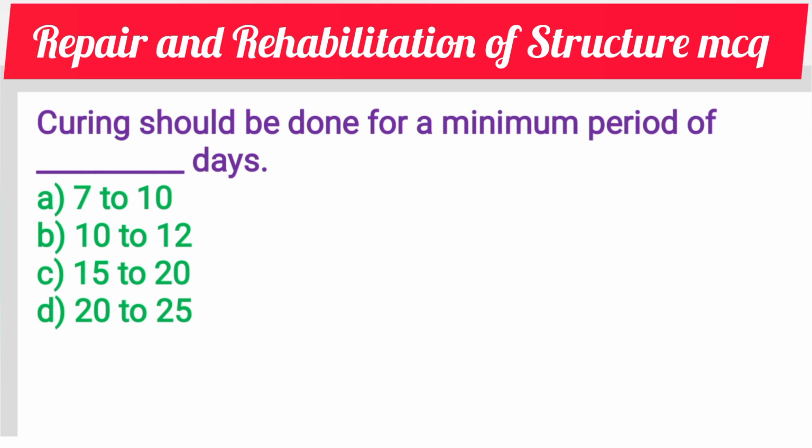Next question, curing should be done for a minimum period of dash days. Option A, 7 to 10, option B, 10 to 12, option C, 15 to 20, option D, 20 to 25. So the correct answer is option A, 7 to 10.